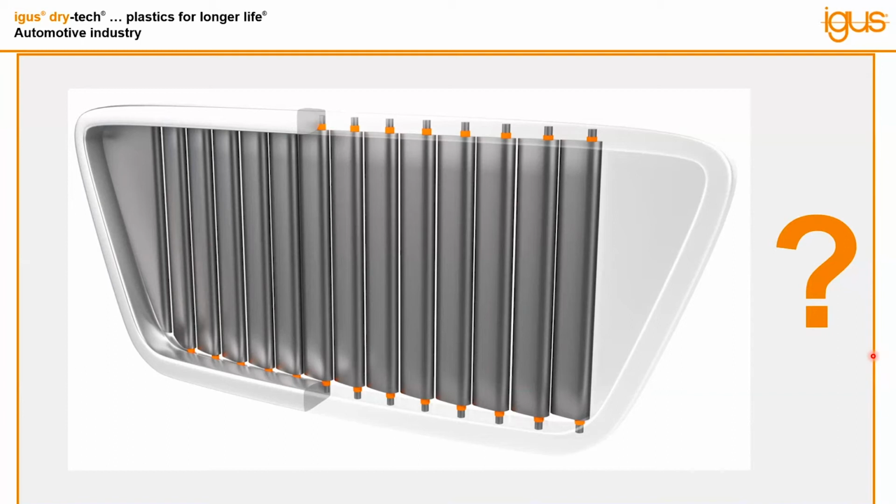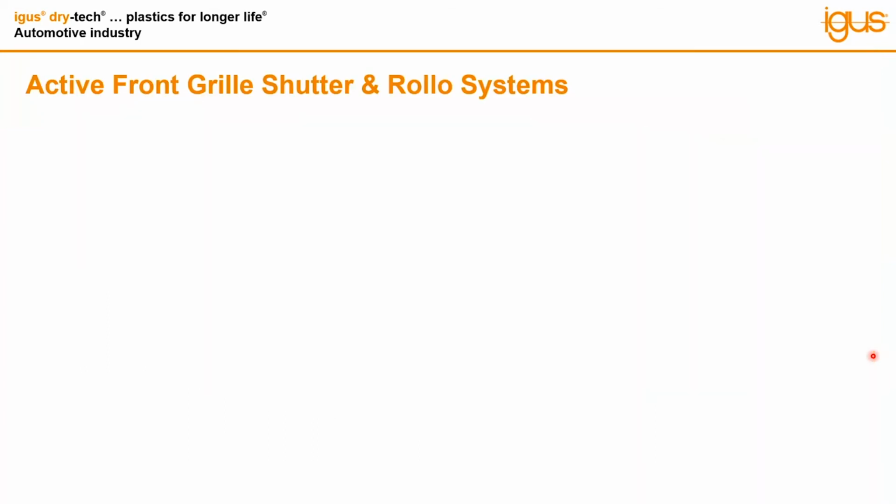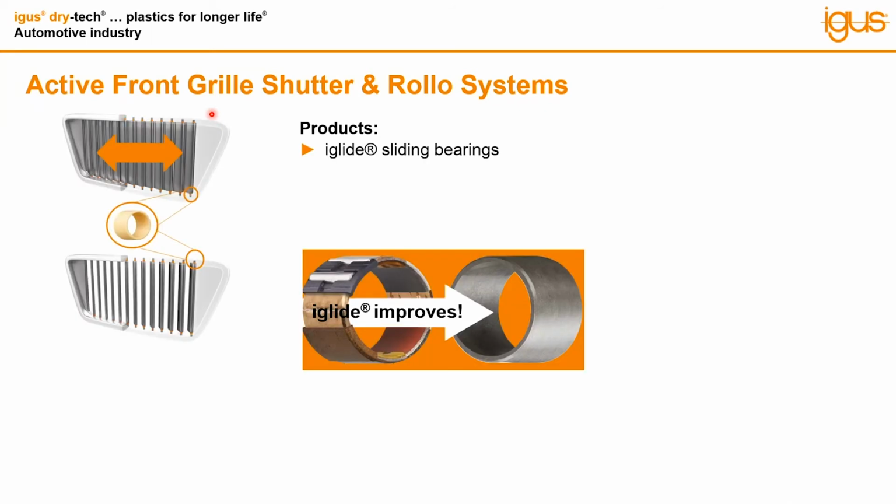So this application actually is called the active front grille shutter. This is a very new kind of application. So it is always very exciting that new applications are coming by where we can use our iglide bearings inside. So let's take a look.